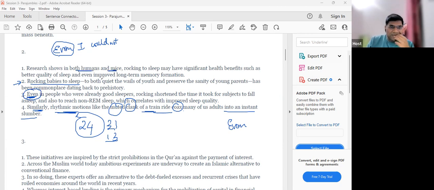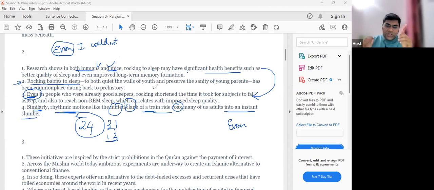Humans and mice, rocking can put them to good sleep. Even in people who were already good sleepers, they had better quality of sleep. Research shows in both humans and mice, rocking to sleep may have significant health benefits, and even in people who are already good sleepers.